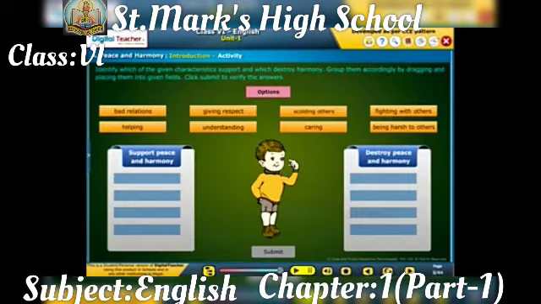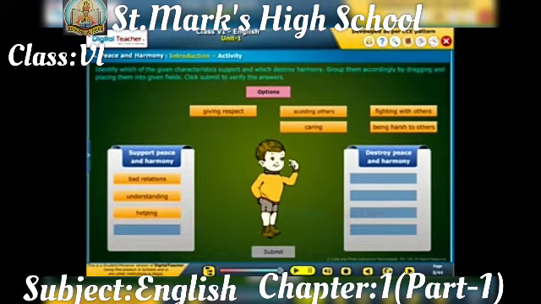Identify which of the given characteristics support and which destroy harmony. Group them accordingly by dragging and placing them into given fields. Click Submit to verify the answers.